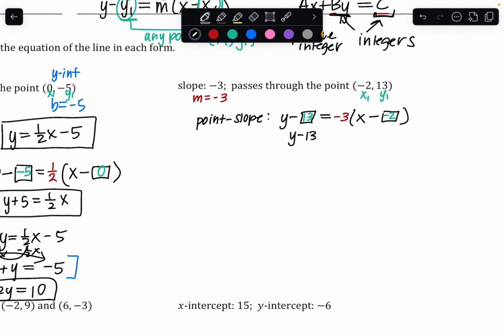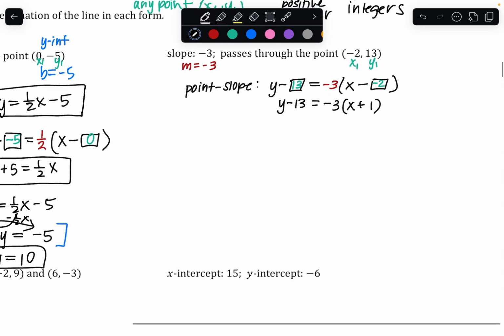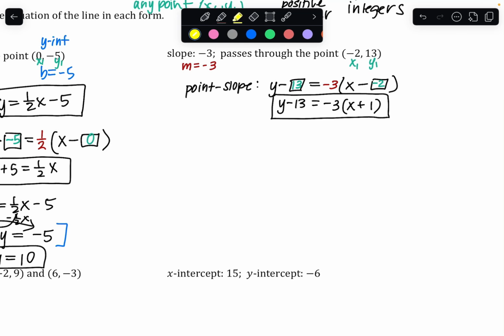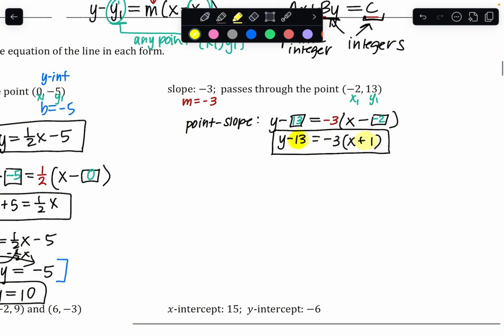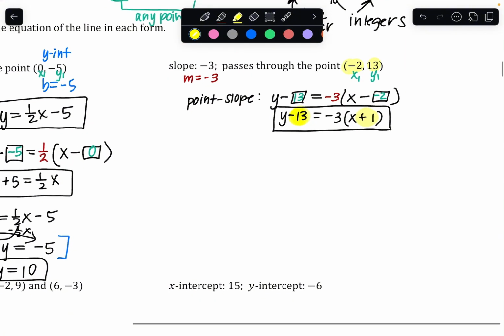Y minus 13 equals negative 3. I see a minus negative, so that's going to be a plus 2. So when you're given a point slope form and you're trying to identify which coordinate you have, you're going to take the opposites of what you see. And so if I see a plus 1 and a minus 13 in this equation, I know my coordinates are going to be the opposite of that, negative 2, positive 13.